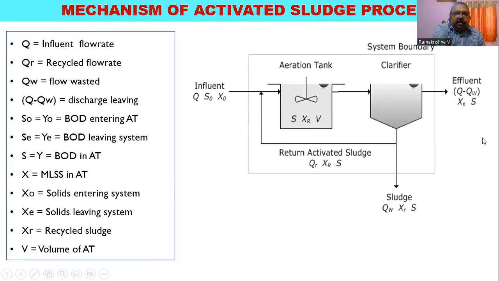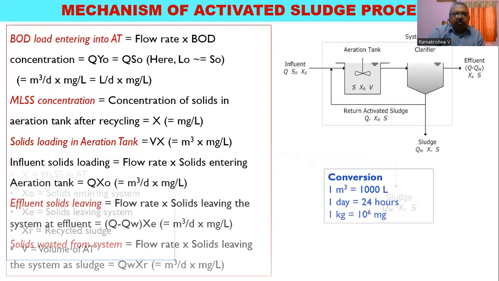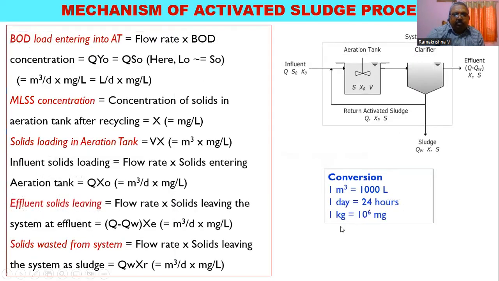The major design parameters include how much should be the detention time in the aeration tank, how much sludge should be discharged or going outside, how much should be recycled, how much concentration of solids should be maintained, and what should be the active life of the biological solids. These are the major parameters we should talk about. So now let us look at some of the conversion factors. Here are the operating parameters, design parameters.